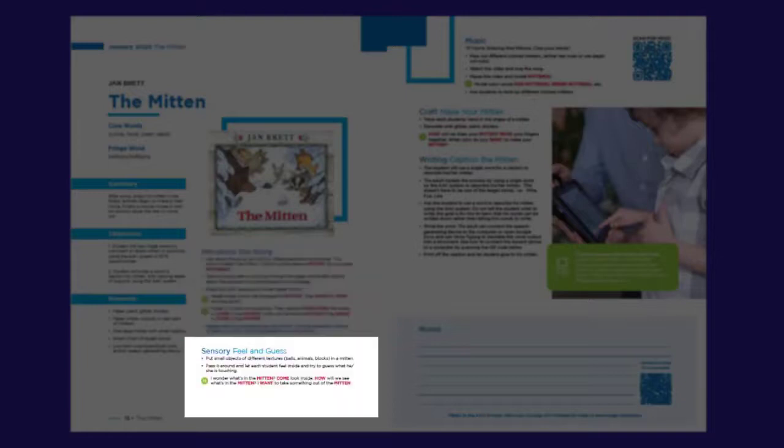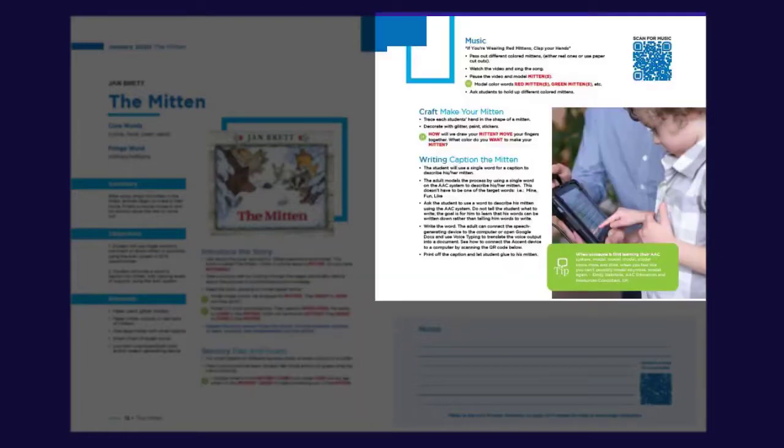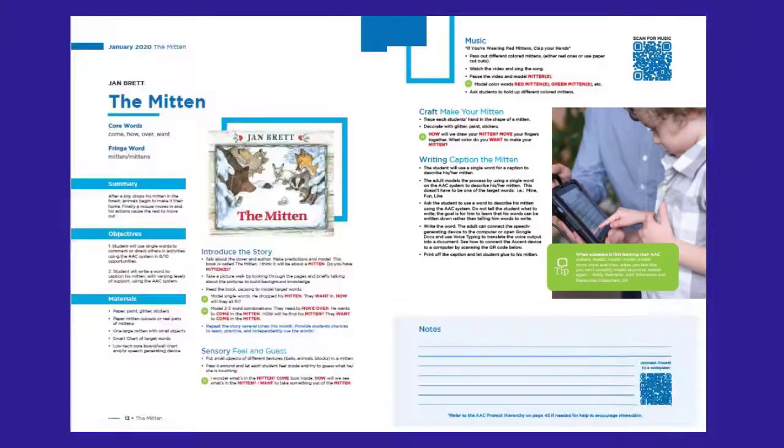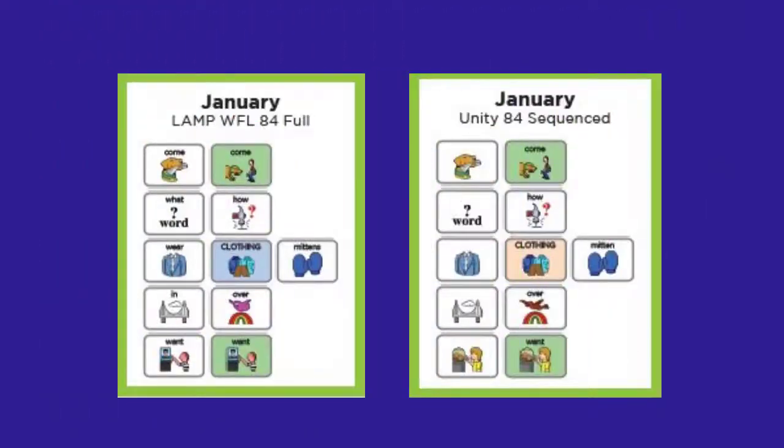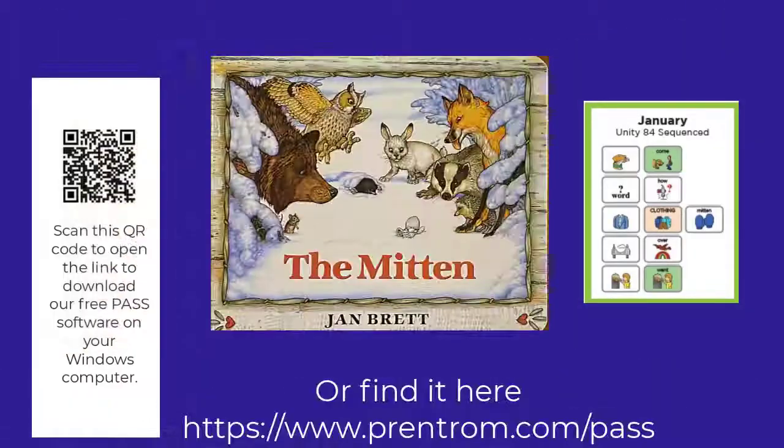You'll find additional activities for sensory, craft, motor, writing, and music. You'll also find smart charts for Lampboards for Life 84 Full and Unity 84 Sequenced. You can use these when you're reading the story. If you need a different language configuration, feel free to use our free PASS software to make your own smart charts.